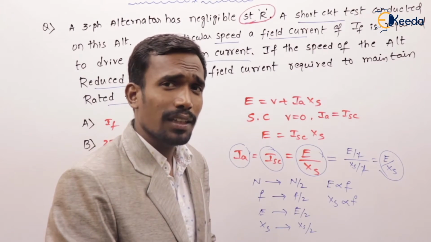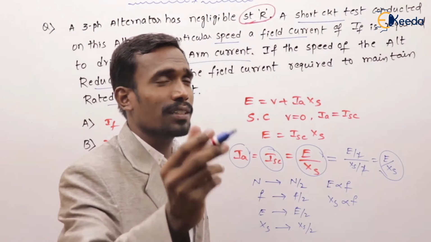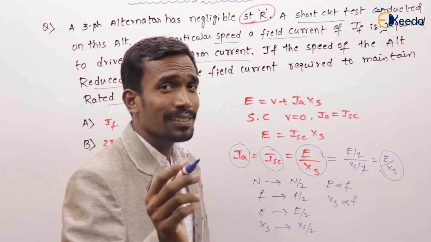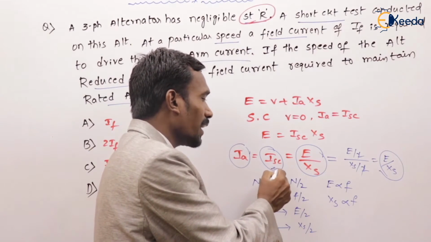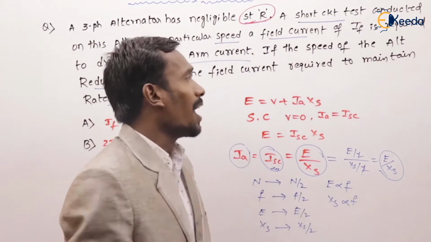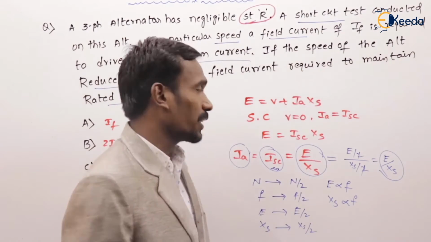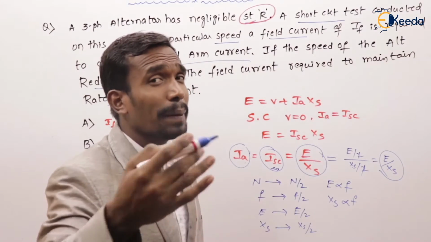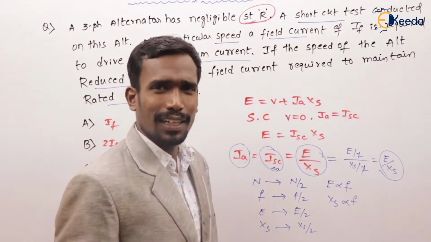That's why the armature current is independent of speed. The short circuit current is independent of speed. Under short circuit condition, the armature current or short circuit current is independent of speed. So the armature current is again the rated current only.